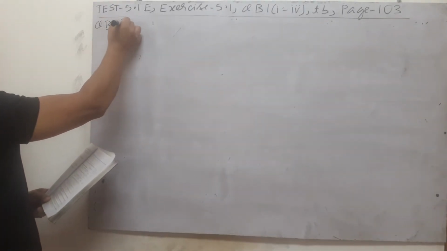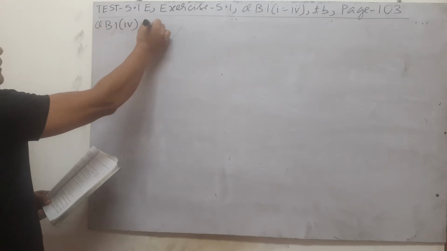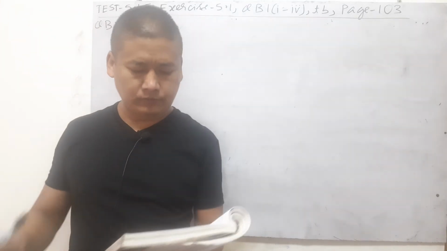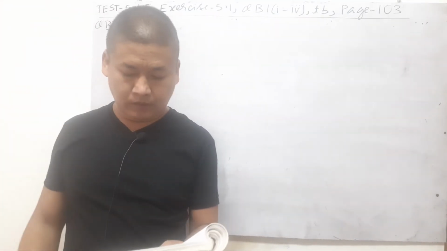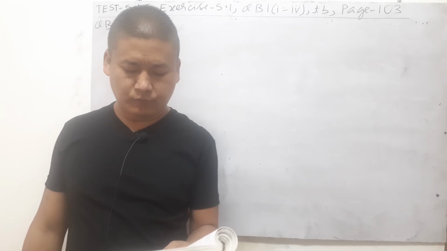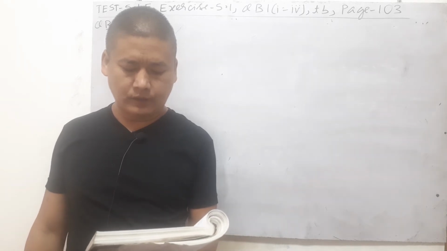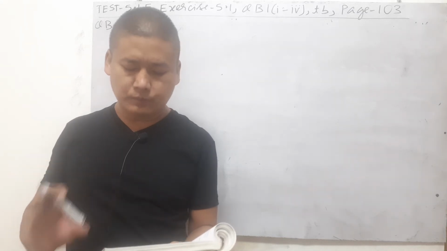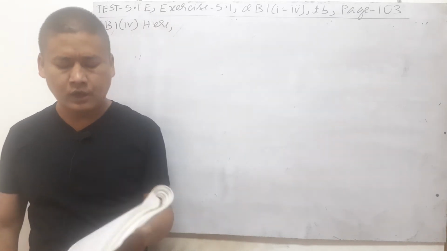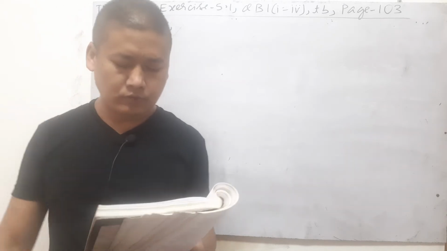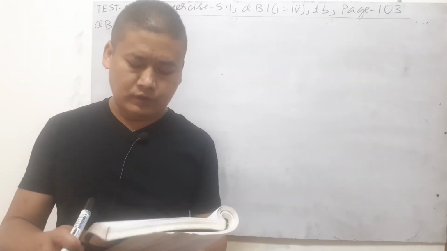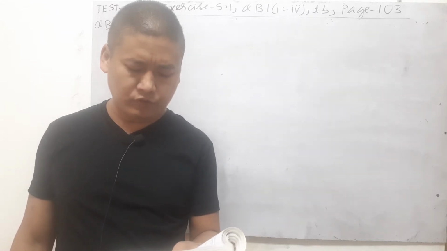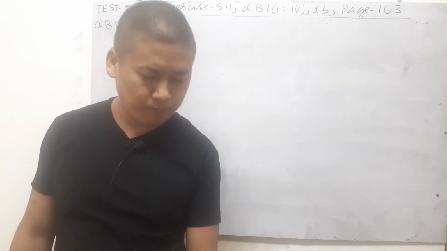B1, number 4. Here, let me read it. The amount of money in the account every year when the rupees 10,000 is deposited at compound interest. I repeat, compound, not simple but compound. I'll explain the meaning of the word compound as we move on and start to do it. At compound interest at 8% per annum.